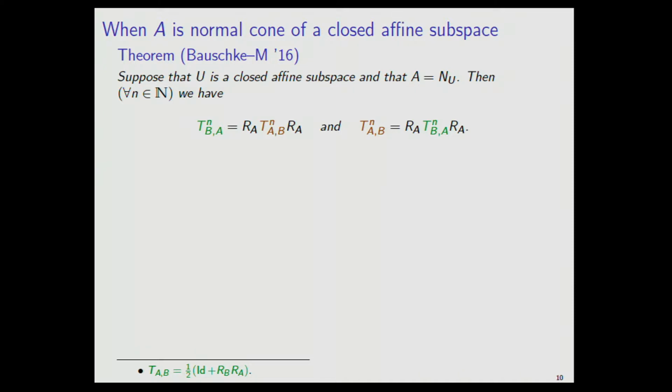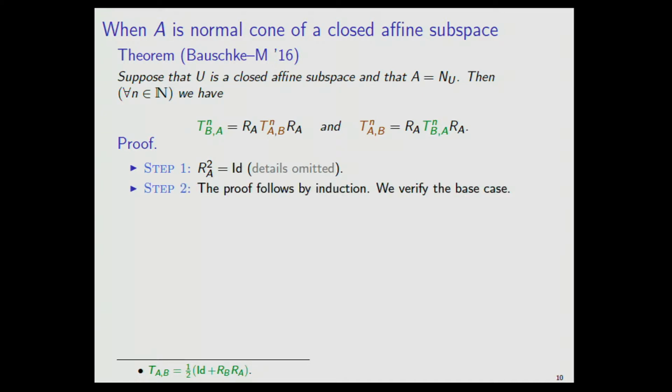Okay. And the proof is actually, again, the sketch of the proof is sweet. So the first thing is that because we have an affine subspace, there is something very nice about its reflectors. The reflector is actually an isometry and satisfies this property. So the reflector is actually the inverse of itself. And that's a key property in the proof.